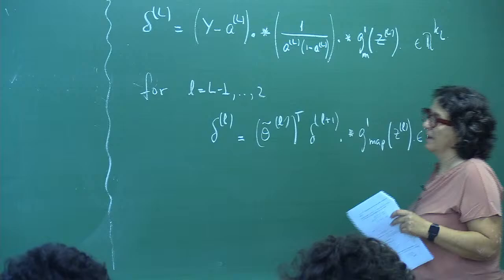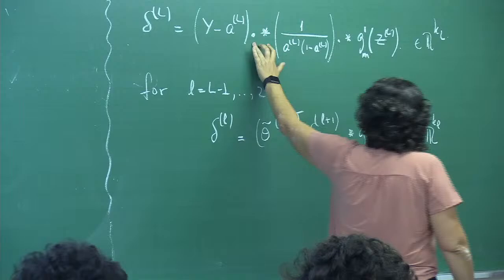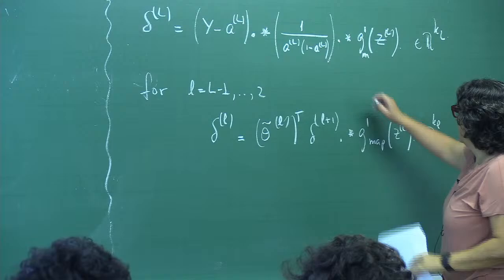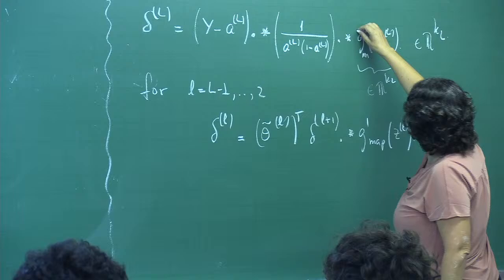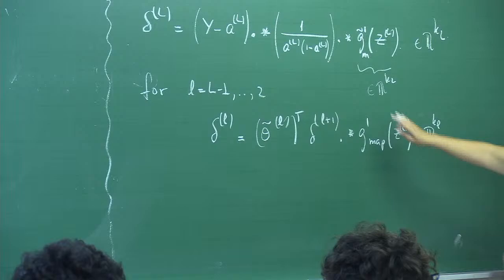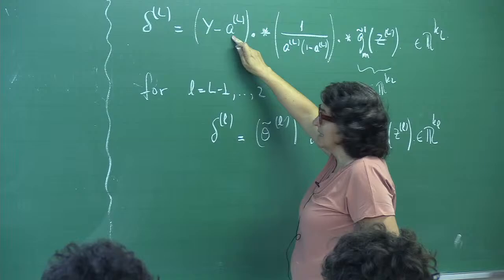Okay. Let's see. This is our Hadamard product. We already defined a vector that I told you is a vector of dimension K_L. It has all the derivatives. This is different. This should be a vector and this should be a vector. Remember the Y was the estimation of the Y. This has the same dimension, and it has dimension K_L.